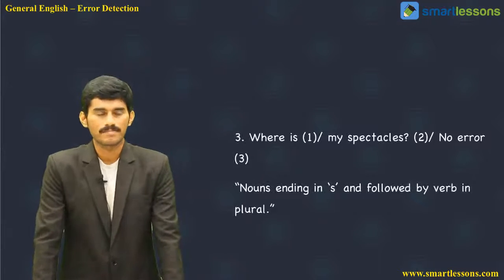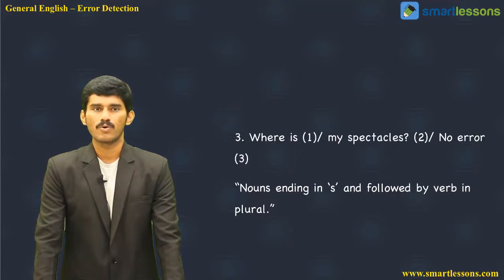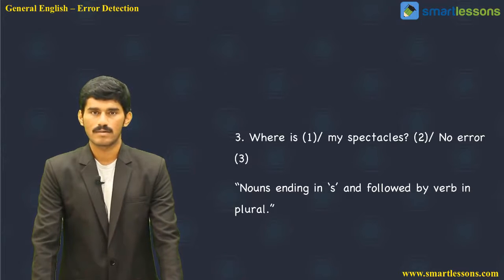Next, there are some verbs. Let's see another sentence now. Where is my spectacles? This is another sentence. No error is the third option. Where is my spectacles? Here the noun is spectacles ending in s.